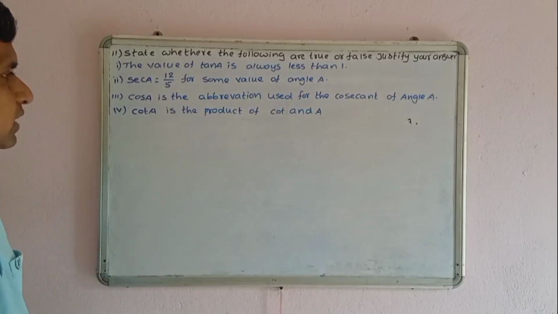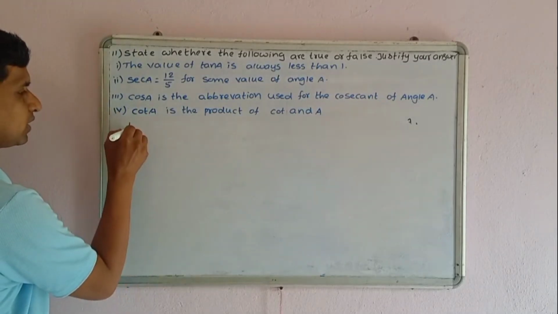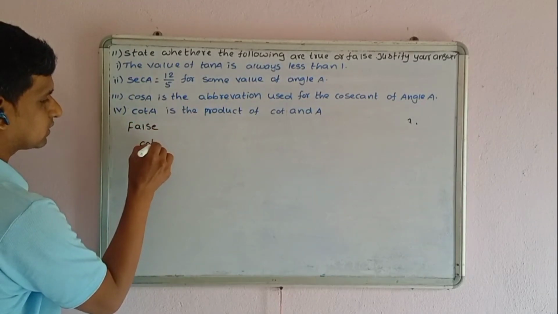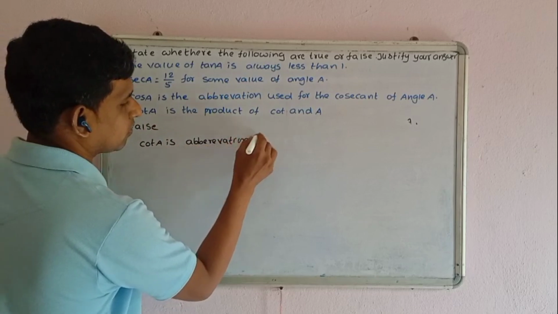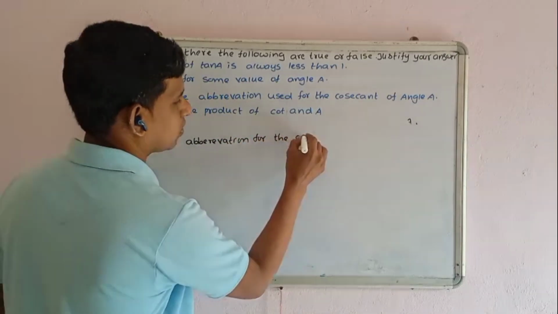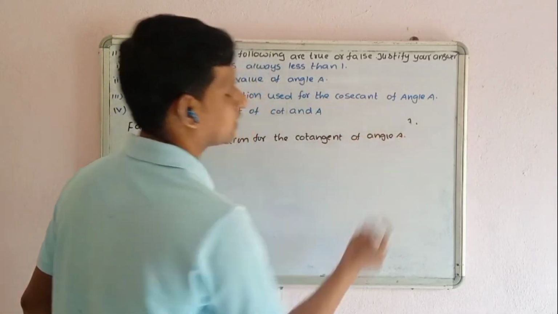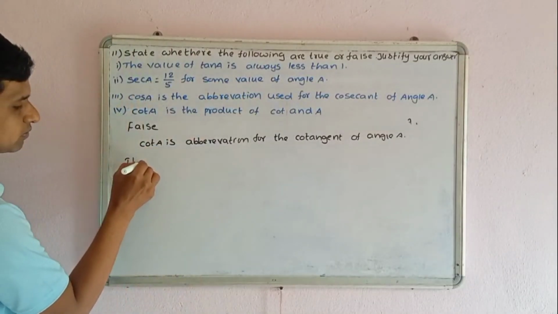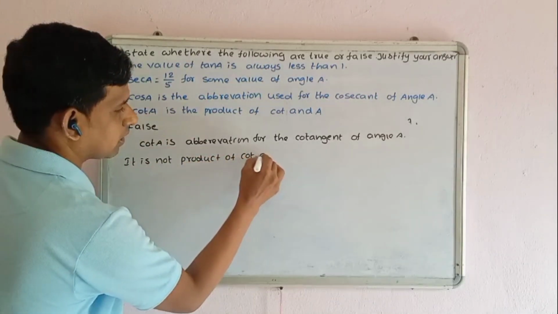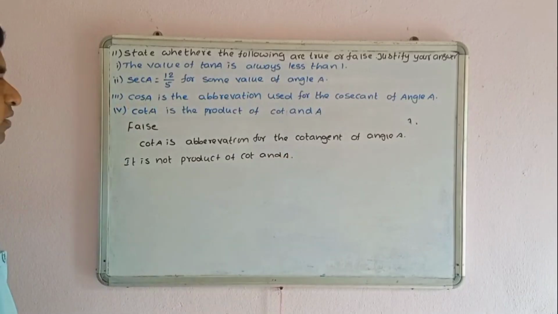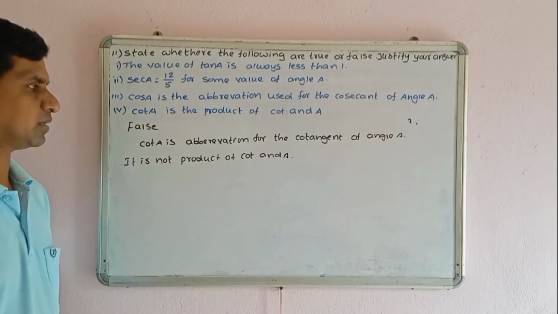Next, cot A is the product of cot and A. This is a false statement, because cot A is the abbreviation for the cotangent of angle A. It is not the product of cot and A. Cot A is the abbreviation for the cotangent of A. So that's why the above statement is false.